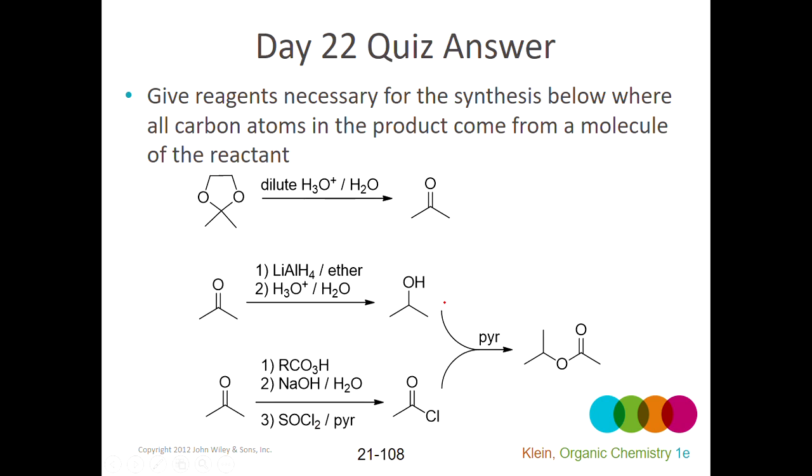I wrote that up to just show that process. So we form this acetone from the cyclic acetal. We can make acetone into an alcohol. We can make acetone into an acid chloride. And those two can be reacted with pyridine to make the ester.